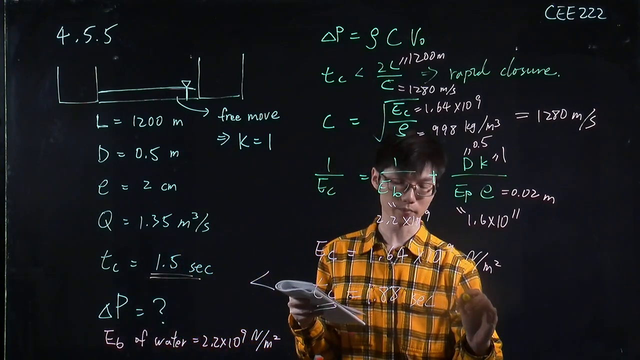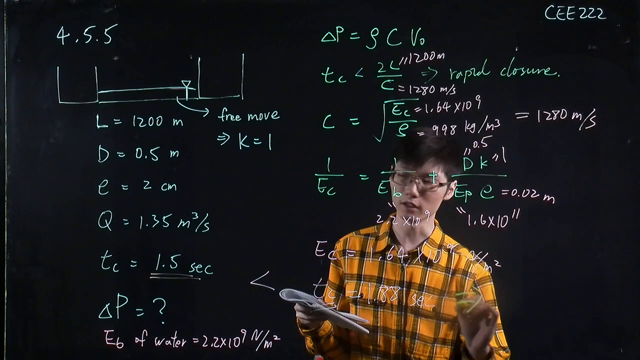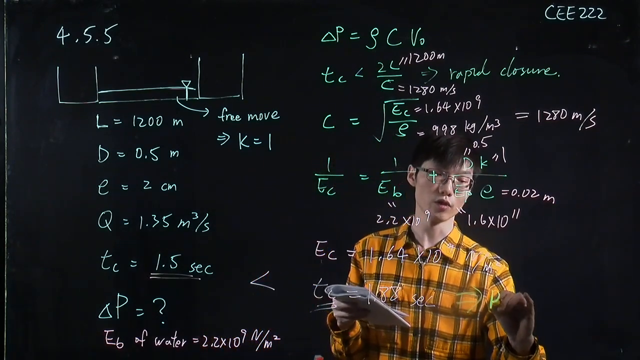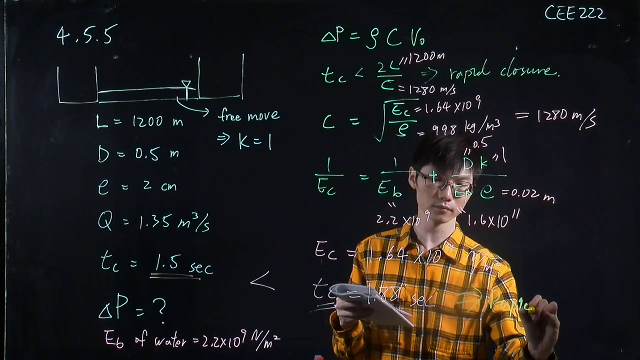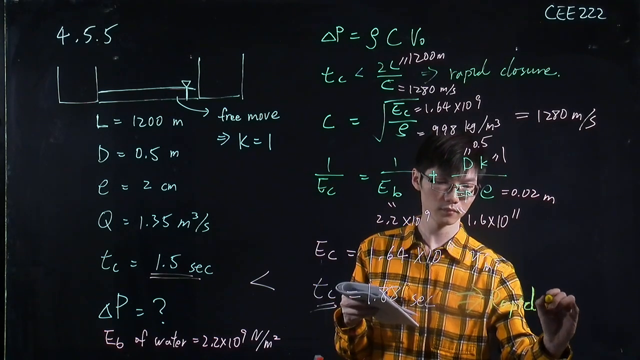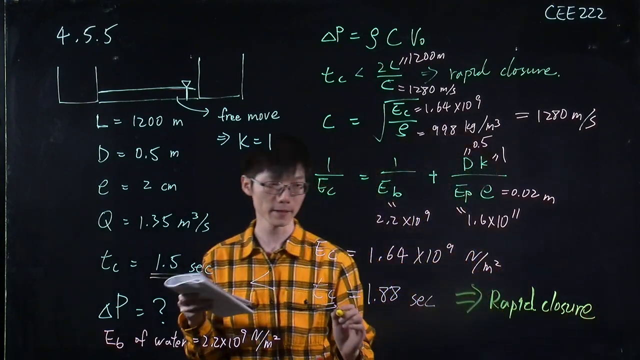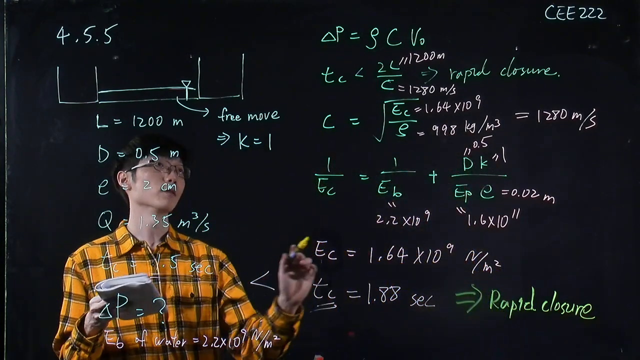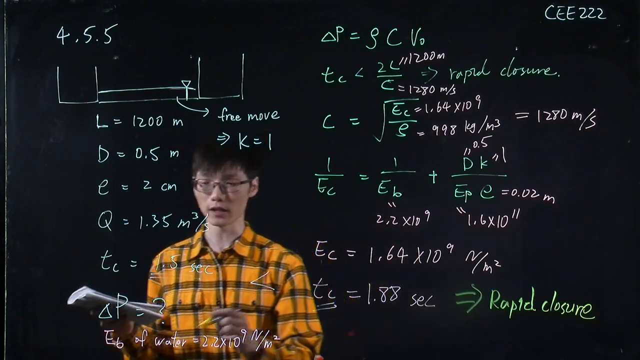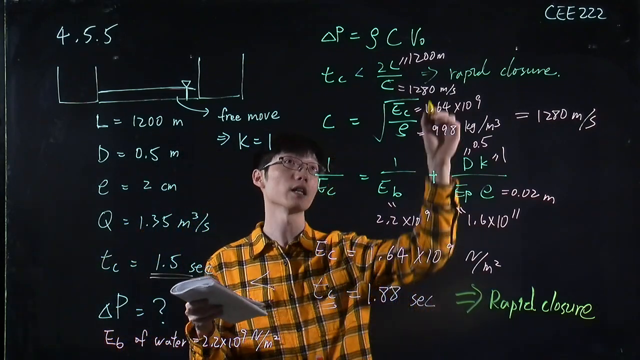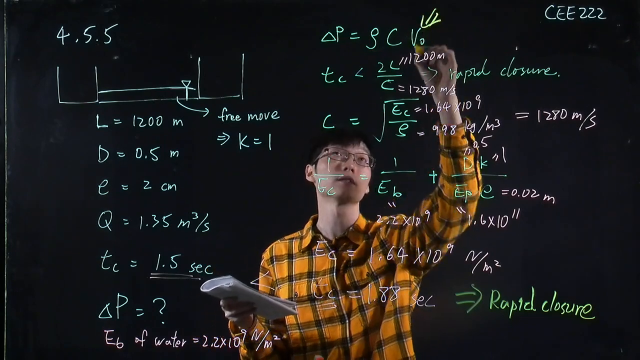We consider the current system setup as the rapid closure. Okay, so we verify that. Then to calculate the change in pressure, we can now use this equation.